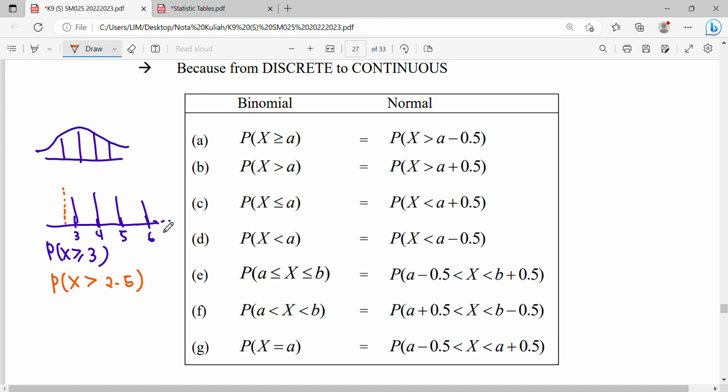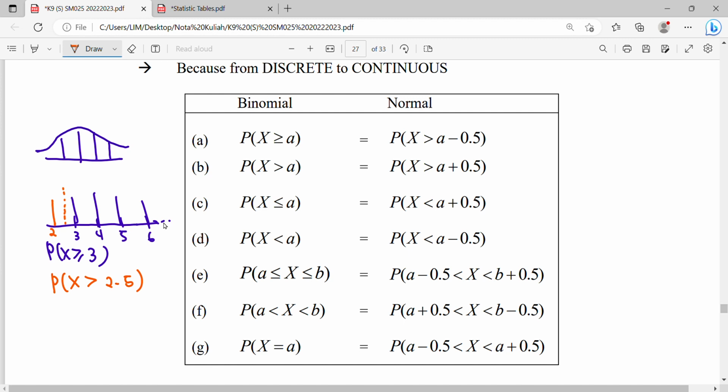Satu-satu ni apa benda? This is our discrete graph from the topic before this. Betul? Satu-satu, betul? So bila kita nak boundary kan dia, kita nak buat continuous dia, so kita kena tengok boundary dia kat mana. Janganlah ambil sampai 2. Kita nak decimalkan dia saja. So daripada discrete kita nak decimalkan dia jadi continuous. So kita plus ataupun minus 0.5.